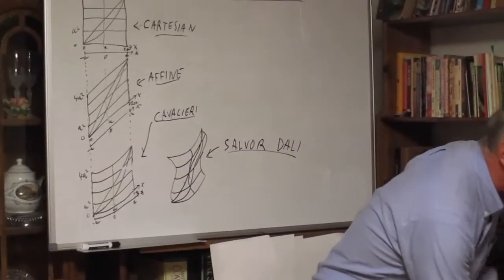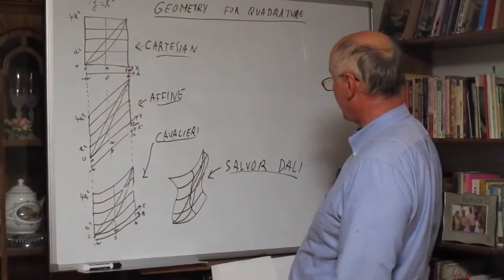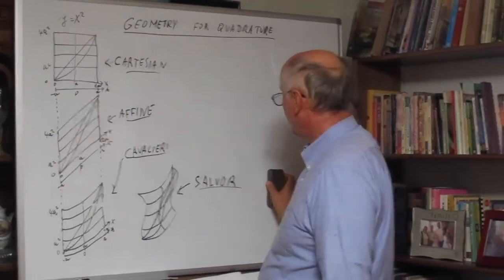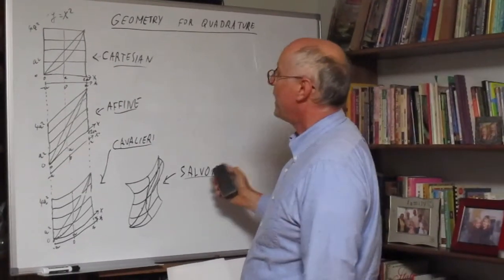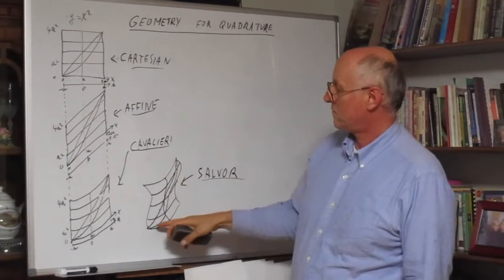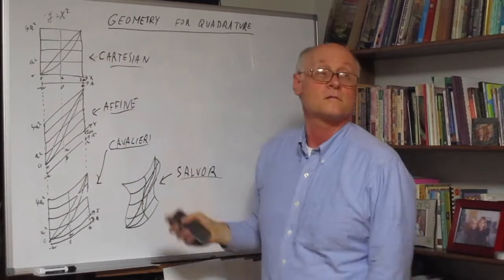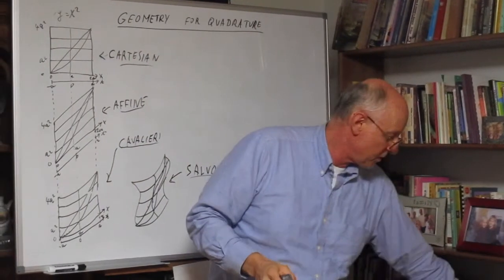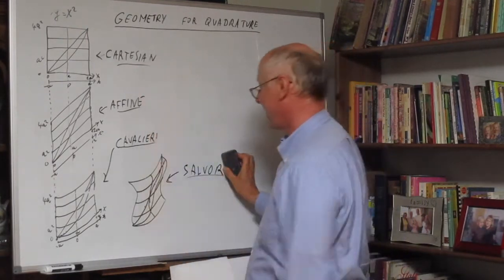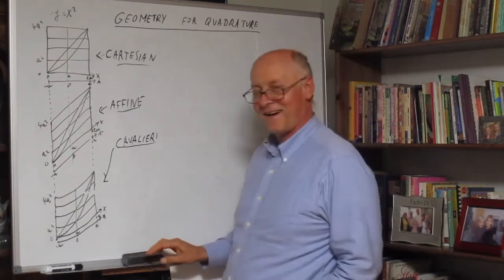Now, it turns out that in Quadrature, we don't need Salvador Dali, so let's forget about him. But I just want to point out that the algebra doesn't really care. He's just as happy over here as he is here, as he's here, as he's here. It doesn't matter. So Salvador Dali's okay for the math. But we're not going to use that. That's a little bit too wild.